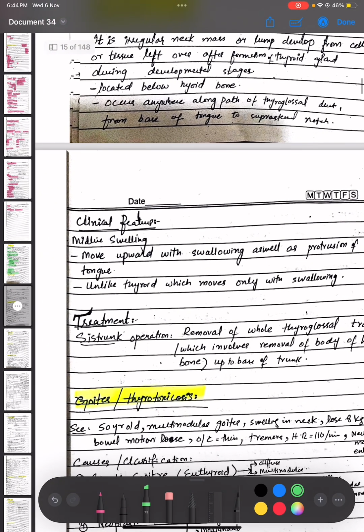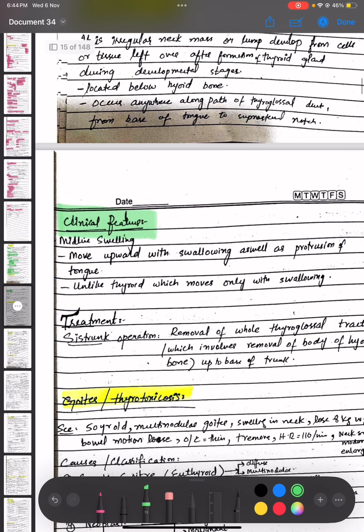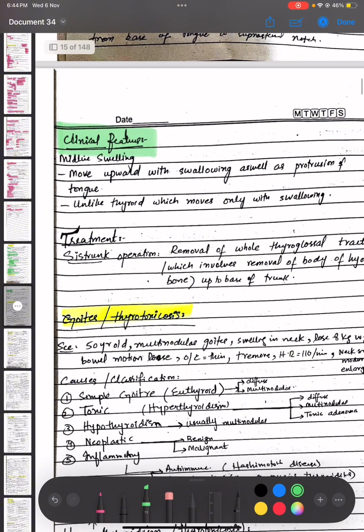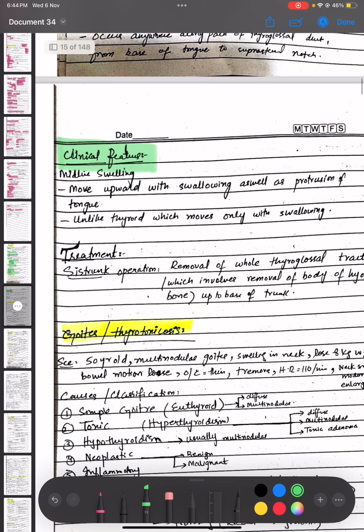Now, what are the clinical features of the thyroglossal cyst? These are midline swelling, and it moves upward with swallowing as well as protrusion of tongue. Unlike thyroid, which moves only with swallowing, the thyroglossal cyst moves upward with swallowing as well as protrusion of tongue.